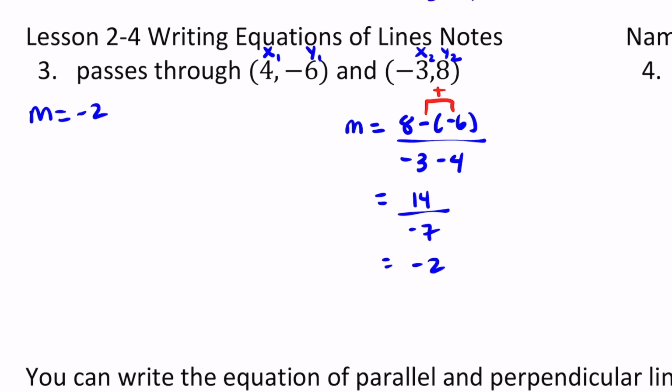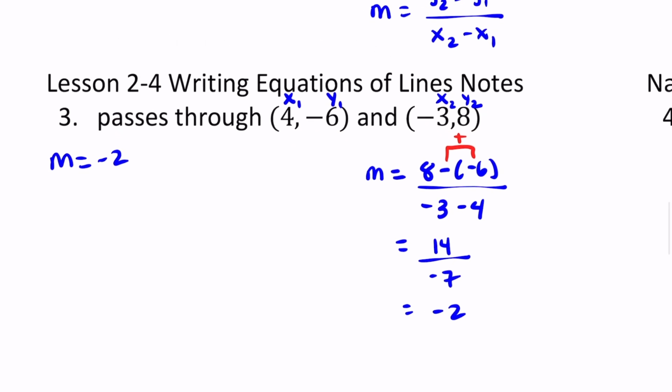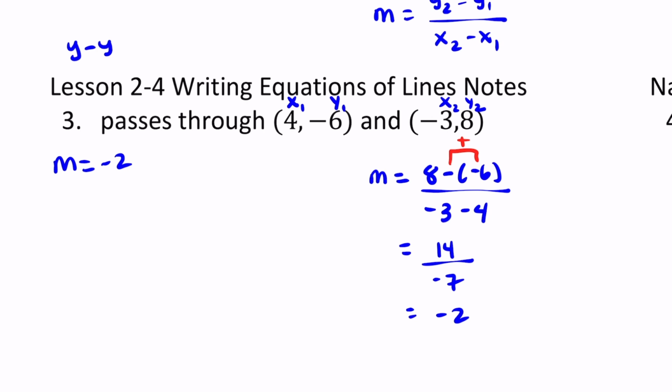So I have my slope and these 2 points here. What do I use to get to the equation of the line? Do I use slope-intercept form or do I use point-slope form? Well, again, I have a slope and these 2 points, so it looks like I've got to use point-slope form, which is y minus y1 equals m times the quantity x minus x1.